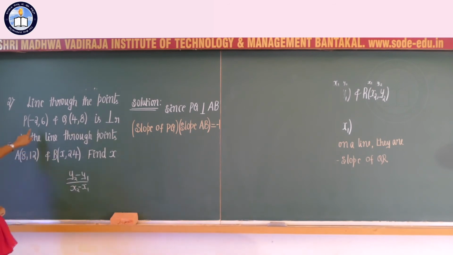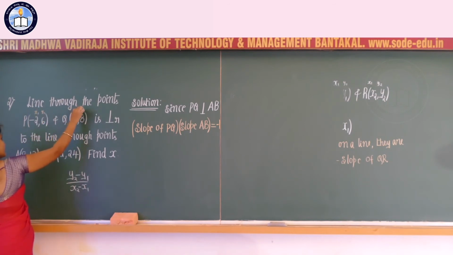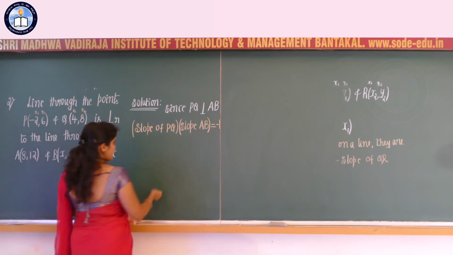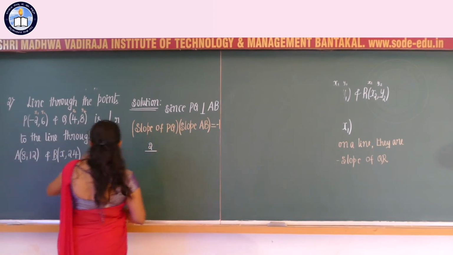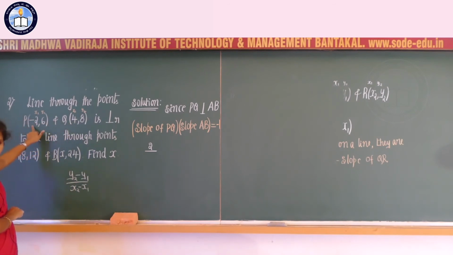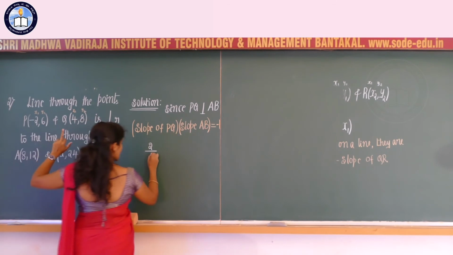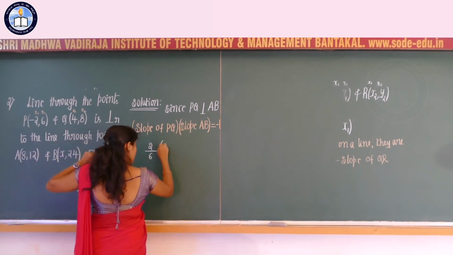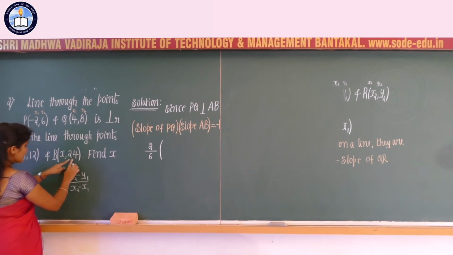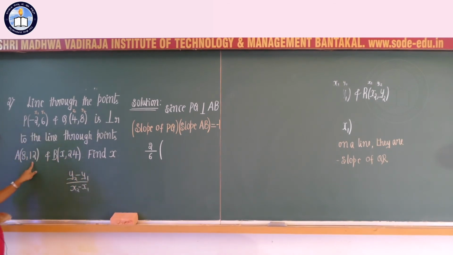Here, for slope of PQ, the first point I will consider as x1, y1, and the second point with coordinates x2, y2. Slope of PQ means y2 minus y1, that is 8 minus 6, that is 2, divided by x2 minus x1, that is 4 minus of minus 2, 4 plus 2, that is 6, into slope of AB. What is slope of AB? Slope of AB is nothing but 24 minus 12.